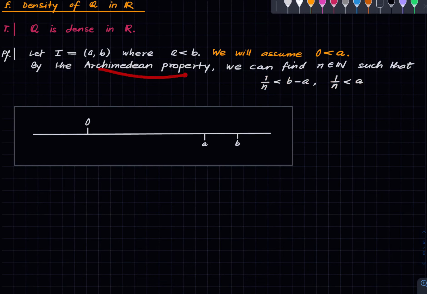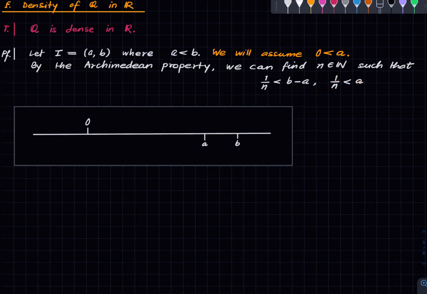And now, why does the Archimedean property imply that such a natural number exists? So first, let's just concentrate on this part. All we are saying is that there is a natural number n such that n times (b minus a) exceeds 1. And this happens due to the Archimedean property, because just think of 1 as some arbitrary real, and b minus a as some positive real. So such an n exists. And here the same thing. This is some arbitrary positive real, and this is some arbitrary real. So 1 is less than n times a for some n.